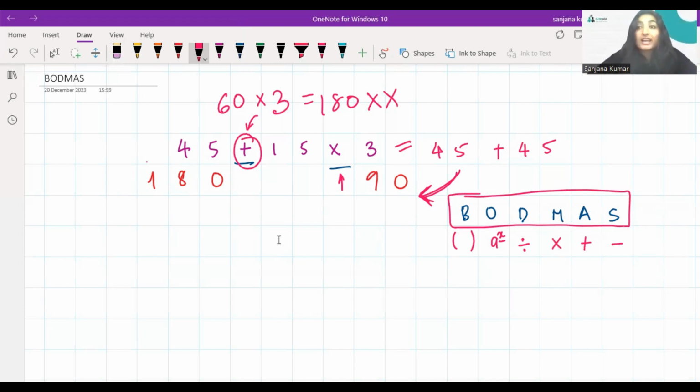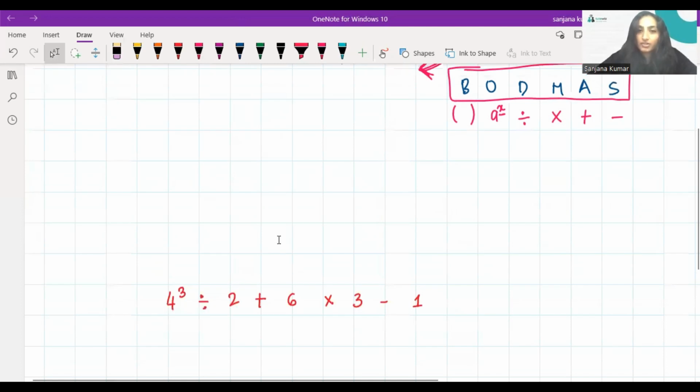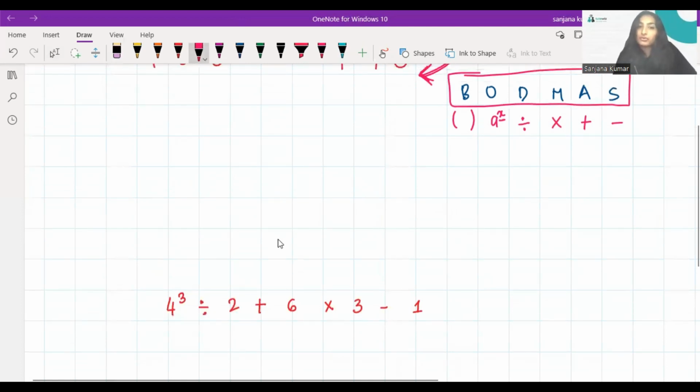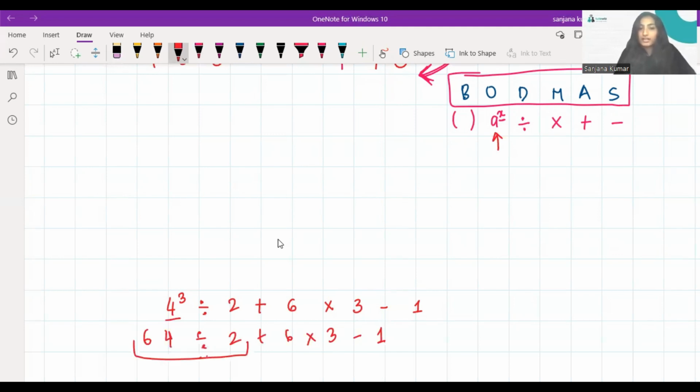So let's try another question. Let's look at this question, which says 4 cubed divided by 2 plus 6 times 3 minus 1. So if I do this, there are no brackets, but there is an exponent or order. So I have to do that first. 4 cubed is nothing but 64, divided by 2 plus 6 times 3 minus 1. After that comes my division. That means I divide first. 64 divided by 2 is 32 plus 6 times 3 minus 1.